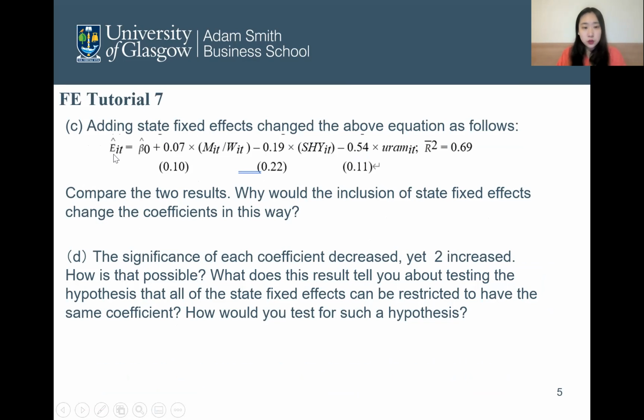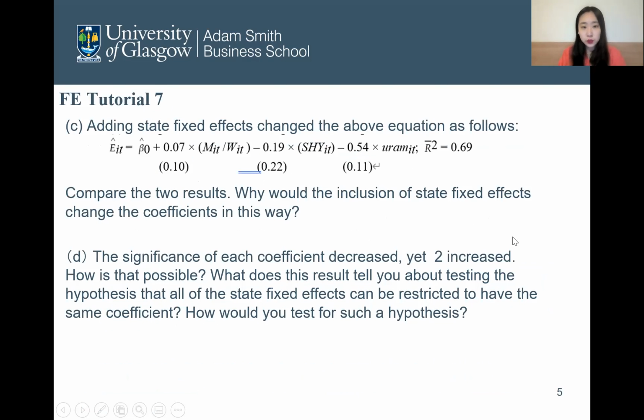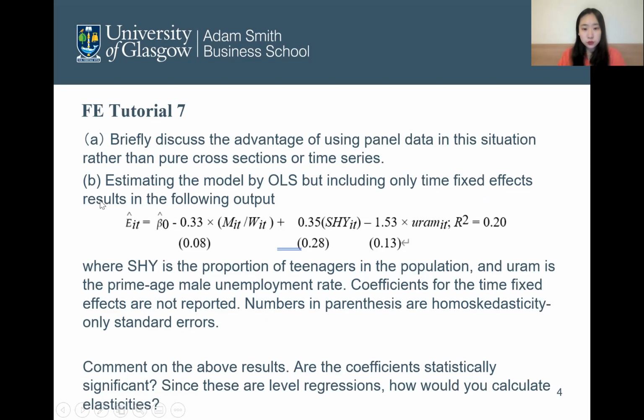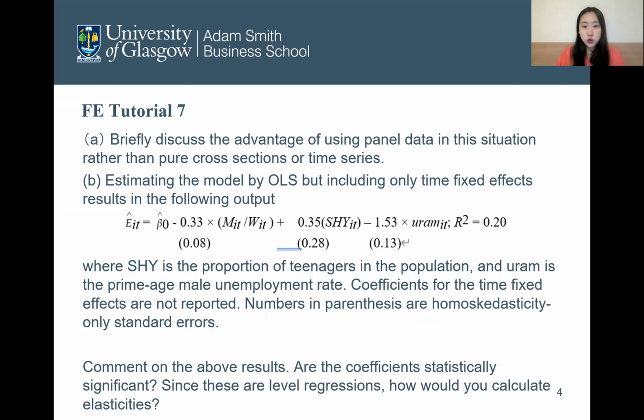And you can see R squared is 0.069, but this R squared is 0.2, right? And the error also changed, right? That's different. And you can see the slope here also changed. It's all just because we use the state fixed effects, and then we compared the two results. Why would inclusion of the state fixed effects change the coefficient in this way, right? Let me show you the differences.